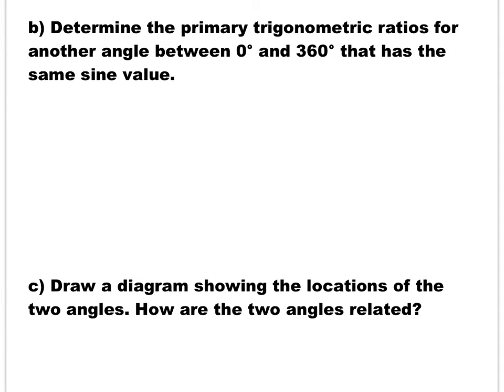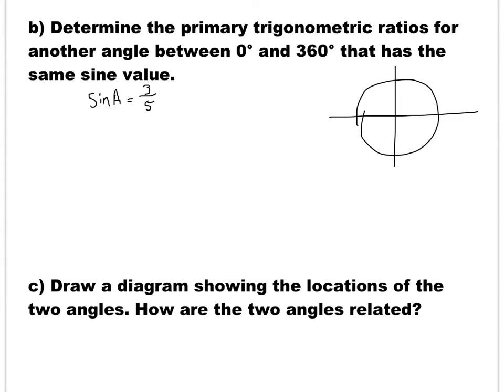The next part of the question says, determine the primary trig ratios for another angle between 0 and 360 that has the same sine value. Again, if you recall that our sine was 3/5. This was the value given. Again, our unit circle looks like this one. This is our angle A.